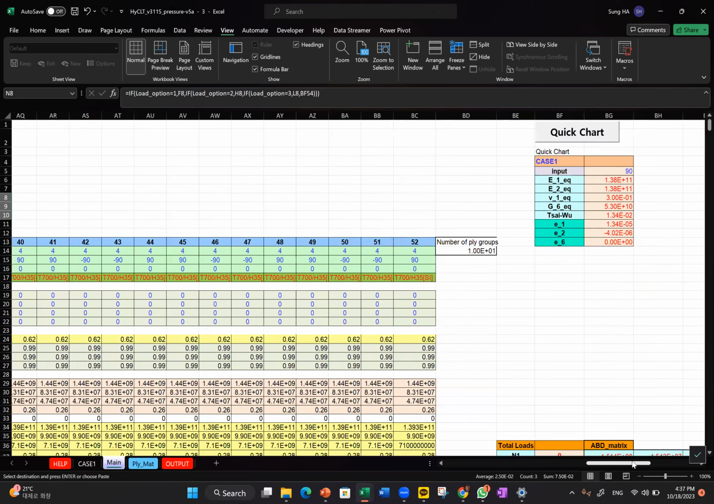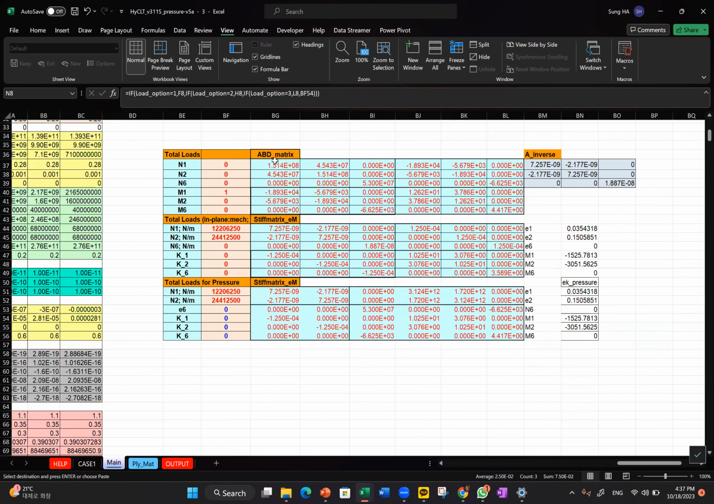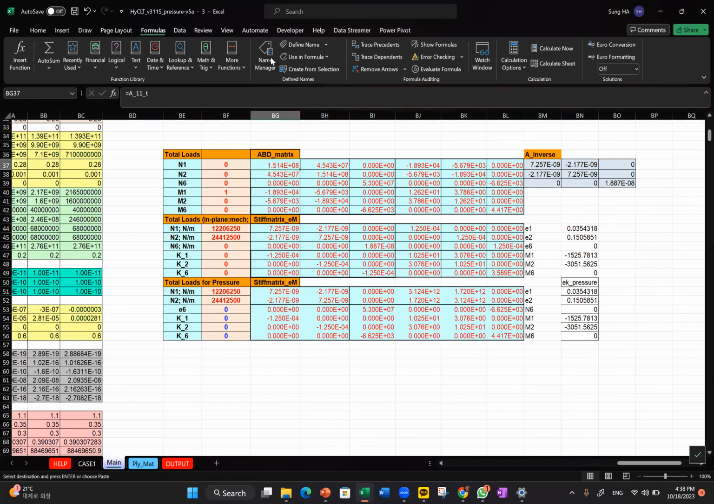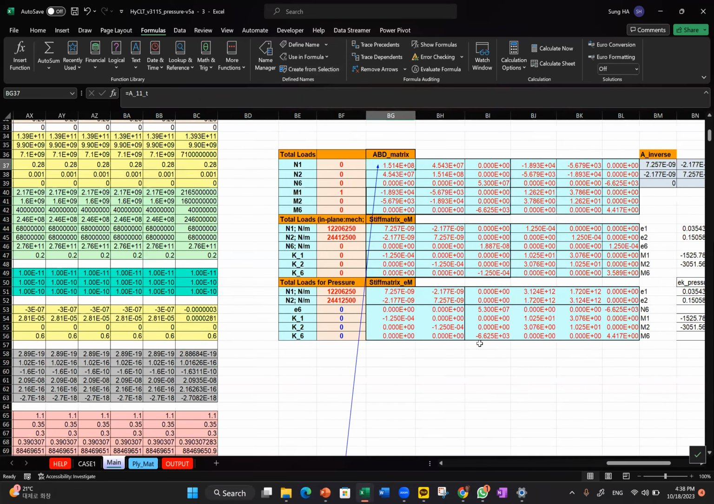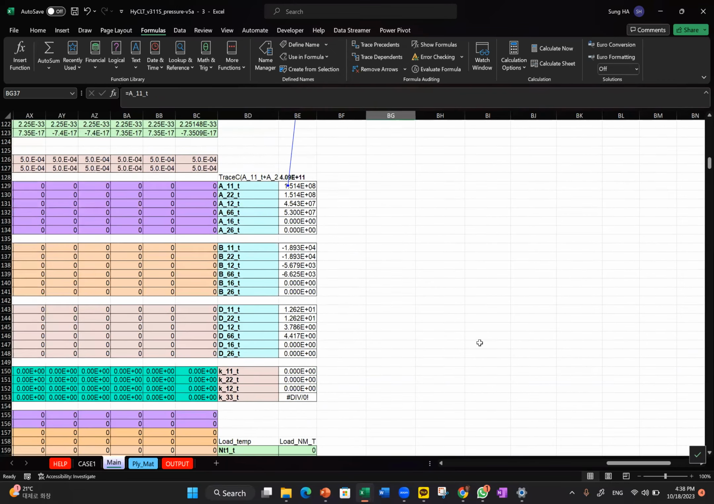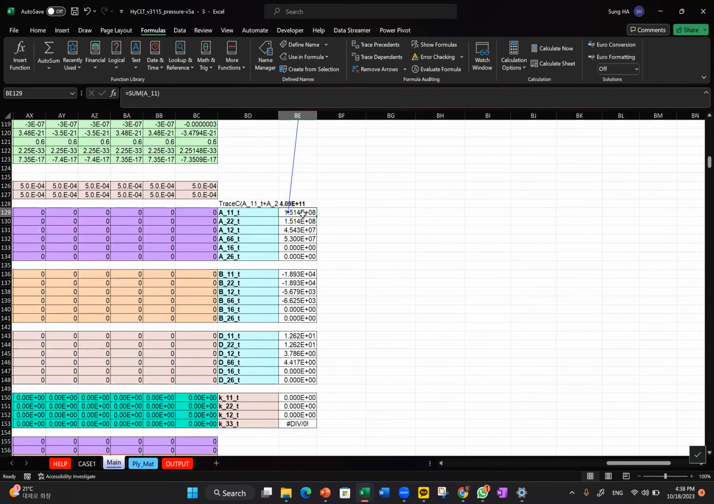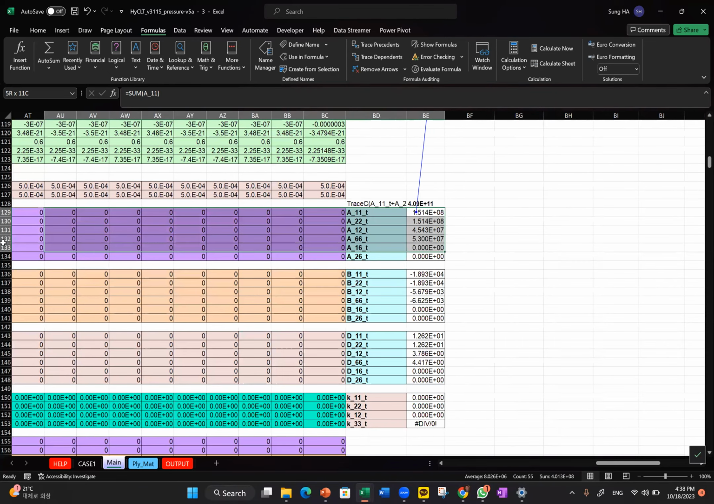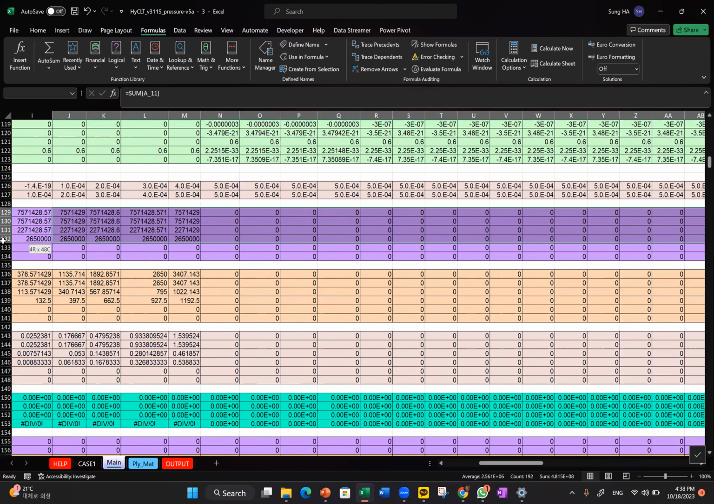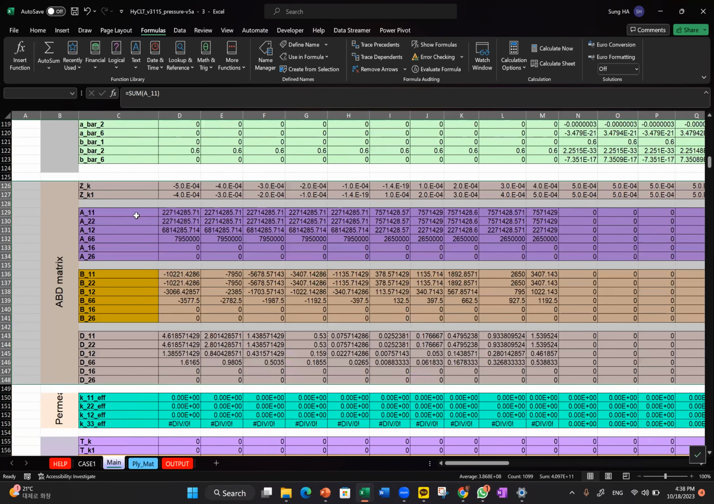And numerically, we have the ABD matrix. We just enter the values, the same values we entered, and this is the ABD matrix. The point is how we get this ABD matrix. This is the key point of classical laminate theory. This is how we get the A matrix, and this is the contribution to the A matrix from each ply.